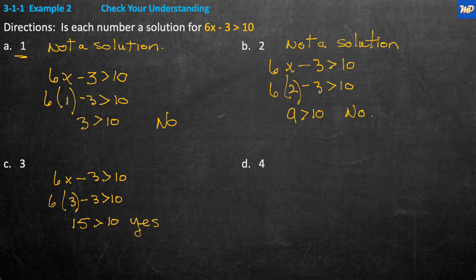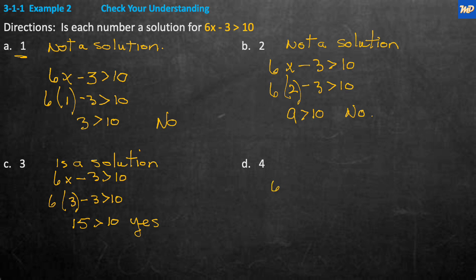It is. 3 is a solution. And how about 4? Well, 1 was not, 2 was not, 3 is, we're going to guess 4 is, right?